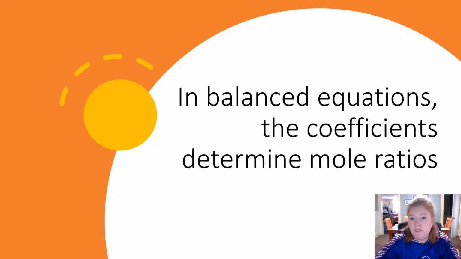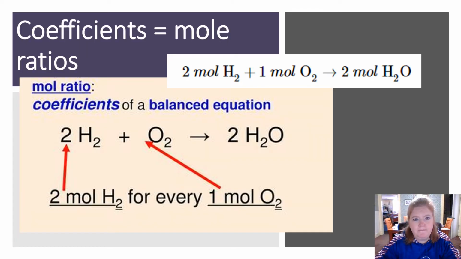In balanced equations, the coefficients determine mole ratios. What do I mean? Well, this coefficient of 2 means there's 2 moles of hydrogen molecules for every, this has a 1, for every 1 mole of oxygen molecules.